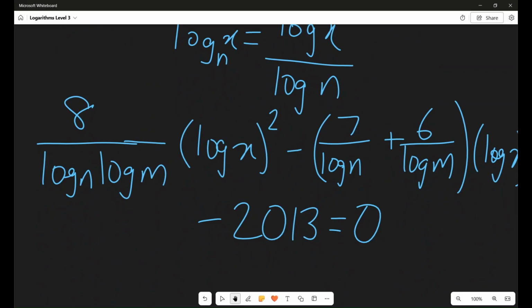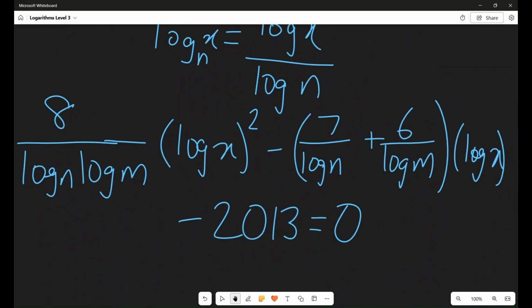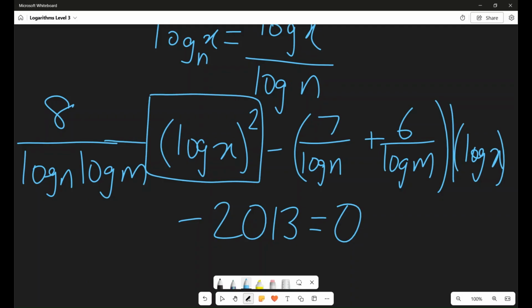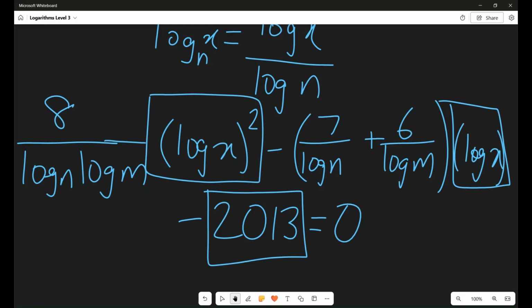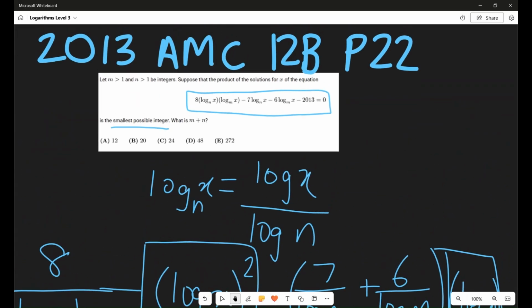Well, now that we have this equation, we notice that here we have log x squared, here we have just log x, and here we have a constant. What does that remind us of? Well, it's just a quadratic, except instead of the variable being x, the variable is log x. So now we can go back to the question, and we see that the question is focused around the product of the solutions. And now it makes sense, right?